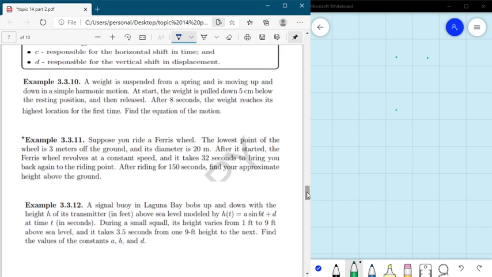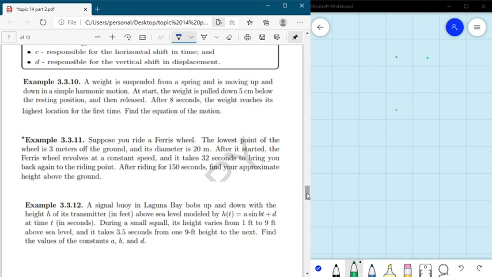Okay, 3.3.10. We have here a weight suspended from a spring and is moving up and down in simple harmonic motion. At start, the weight is pulled down 5 centimeters below its resting position and then released. After 8 seconds, the weight reaches its highest location for the first time. Find the equation of the motion.